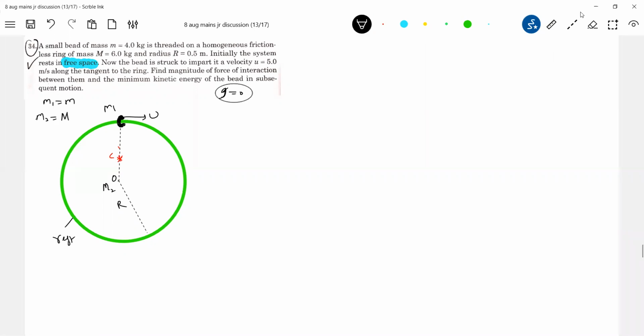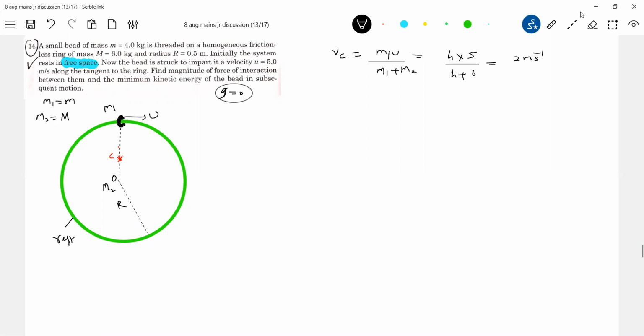Now you first calculate the velocity of center of mass. What is the velocity of center of mass? Vc equal to M1u by M1 plus M2. What is the state of center of mass? It was at rest, no? So M1 is 4 kg, initial velocity imparted 5, so 5 by 4 plus 6. It will be 2 meter per second.